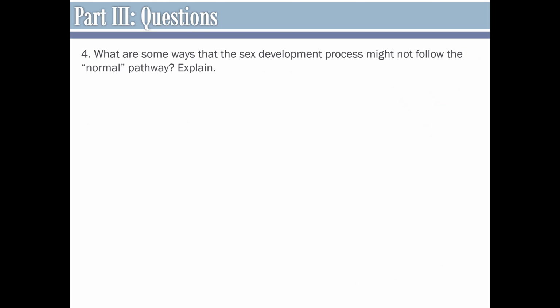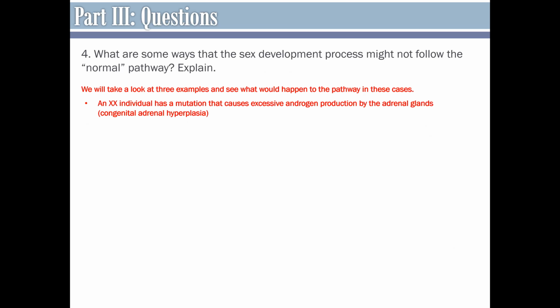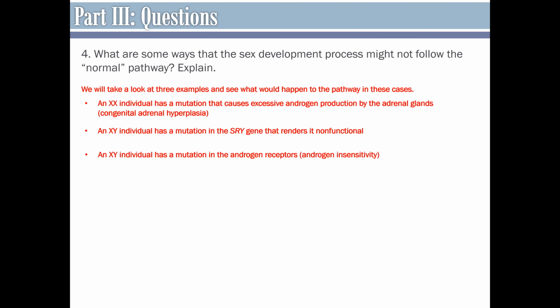Number 4, what are some ways that the sex development process might not follow the normal pathway? Explain. We're going to take a look at 3 examples and see what would happen to the pathway in these cases. First, what happens when an XX individual has a mutation that causes excessive androgen production by the adrenal glands, called congenital adrenal hyperplasia. Second, an XY individual that has a mutation in the SRY gene that renders it non-functional. And third, an XY individual that has a mutation in the androgen receptors, which is called androgen insensitivity.